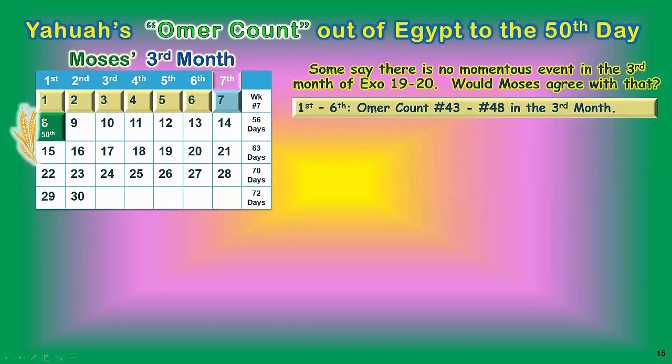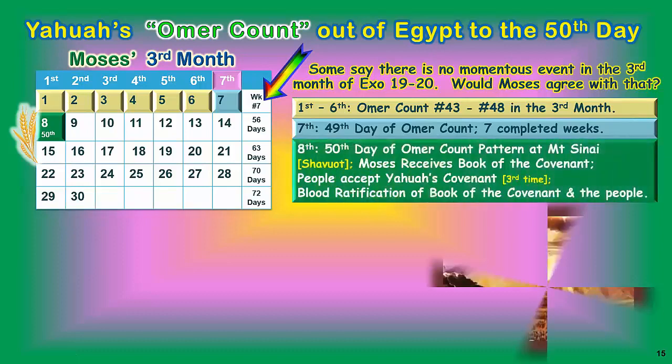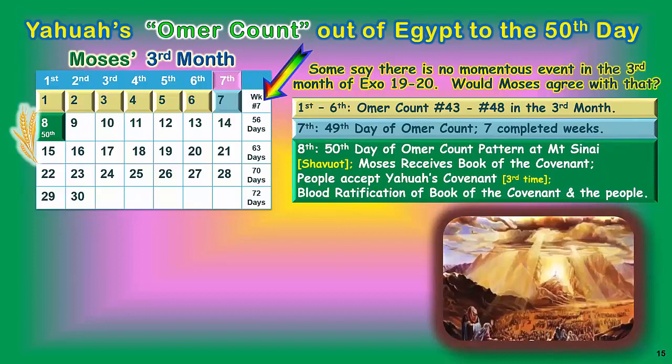On the first to the 6th is the Omer count 43 to number 48 in the third month. The 7th, that is the 49th day of the Omer count, and it is 7 completed weeks. What comes after 7 completed weeks according to the scriptures? Is it not the 8th day, the 50th day of the Omer count, the pattern at Mount Sinai, which would be Shavuot? Moshe receives the Book of the Covenant.